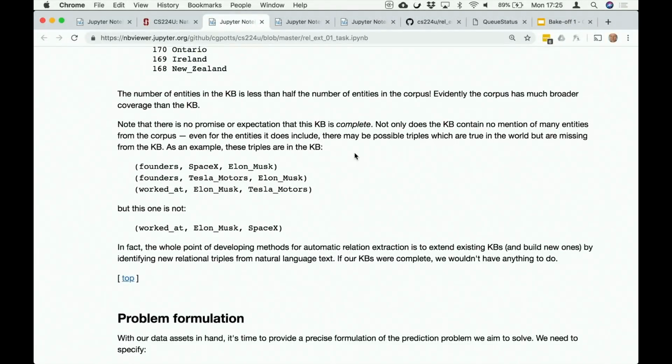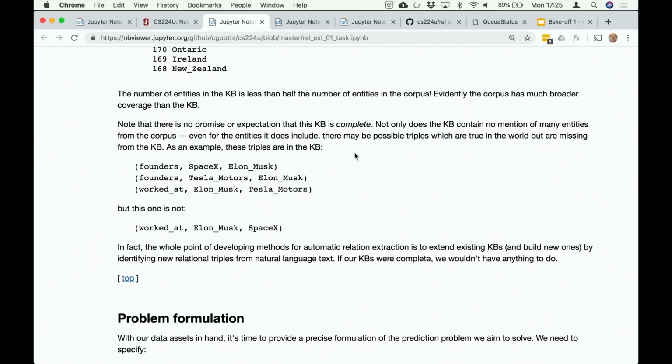One last observation, there's no guarantee that the KB is complete. So this knowledge base has founders SpaceX, Elon Musk. It has founders Tesla, Elon Musk. It has worked at Elon Musk, Tesla Motors, but it does not have worked at Elon Musk, SpaceX, even though he did. And given the other three, you would think that it should, but it just so happens it doesn't.